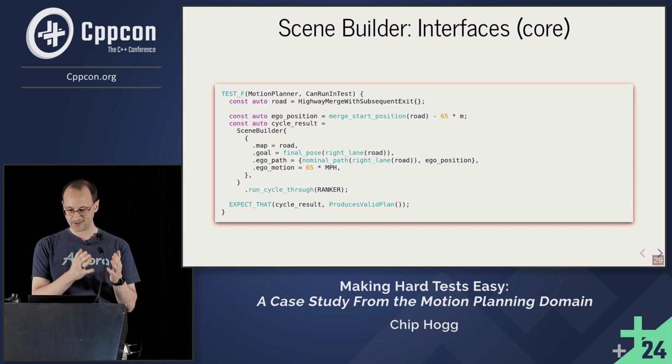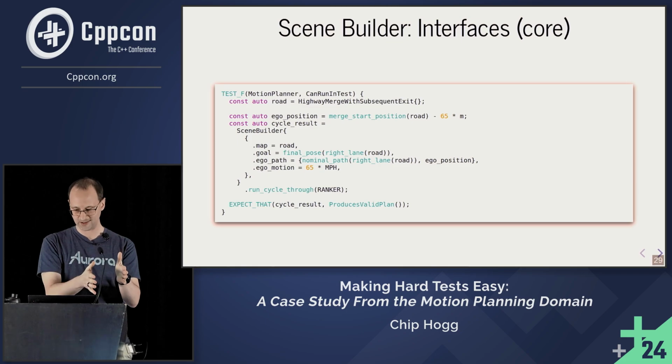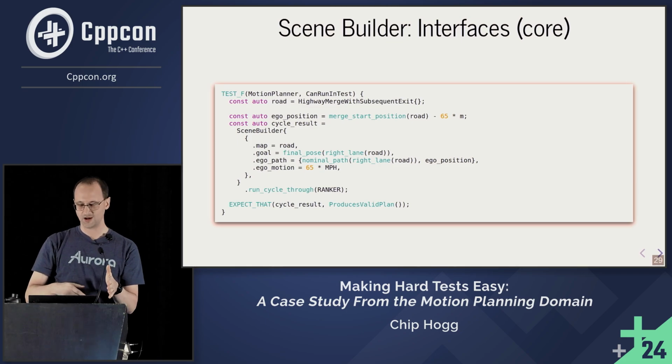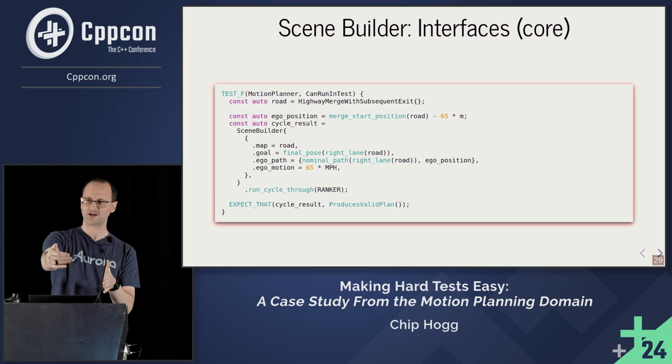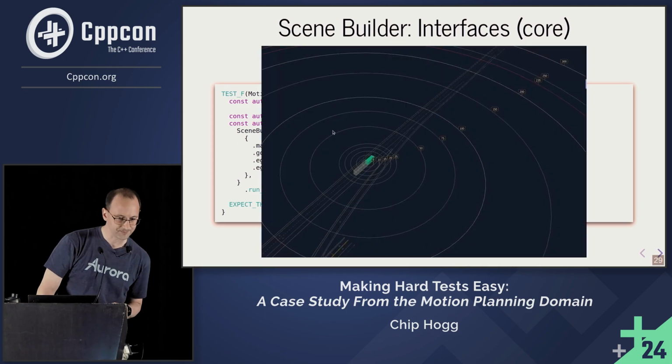So let's see, can we picture this scene based on this code? We have some kind of a highway. There's going to be a merge up ahead and then an exit after the merge. We're in the right lane. The merge is going to be 65 meters ahead. Let's see what we get.